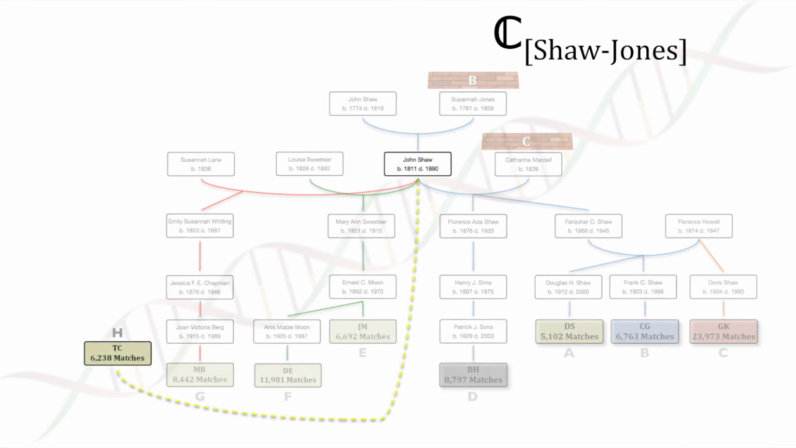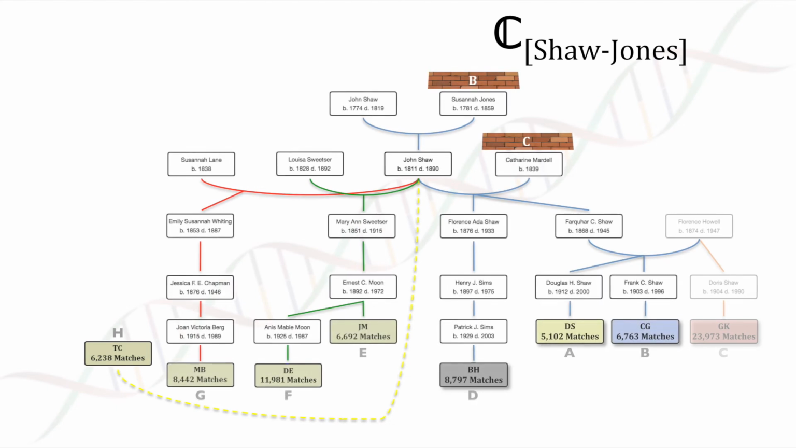An additional test subject, TC, does not have direct knowledge of her paternal pedigree. However, the pattern of member matches she shares with subjects A through G strongly suggests that John Shaw is also a direct ancestor on her paternal lines as well, most probably a great or great-great-grandfather.